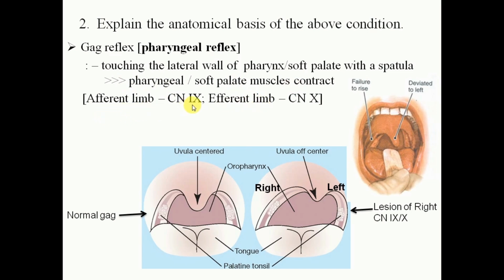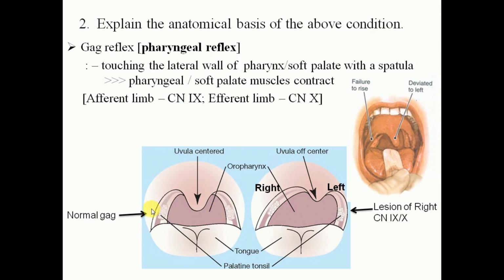So when the soft palate or the pharyngeal wall is touched, that is the sensory component. This is carried by glossopharyngeal nerve, which is the sensory or afferent limb, and in response to that, there is contraction of the muscles. These muscles are mainly supplied by vagus nerve. So the efferent limb is the vagus, but the vagus nerve contains the fibers of cranial accessory, which will eventually supply these muscles.